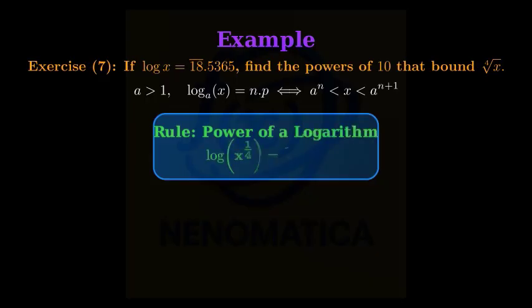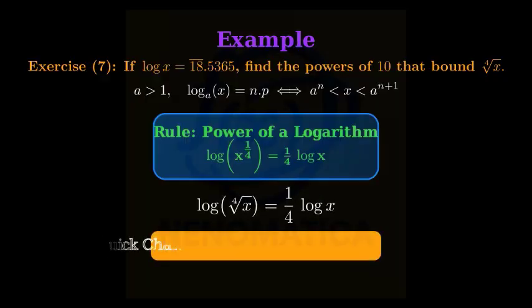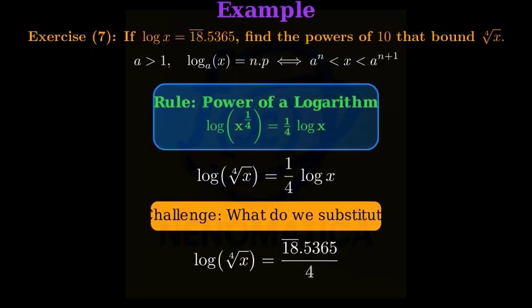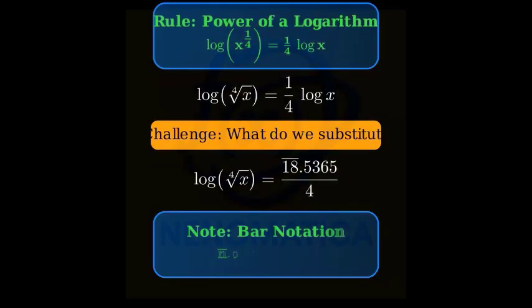Step 1. Apply the power rule for logarithms. The log of x to the 1/4 equals 1/4 times log of x. Step 2. Substitute the given value. Replace log of x with bar 18.5365. Step 3. Separate the characteristic and the mantissa. By convention, bar n.p means negative n plus p.